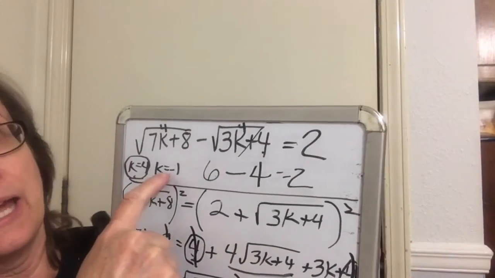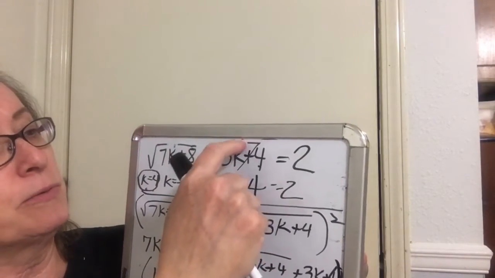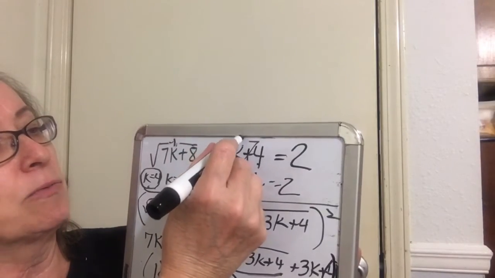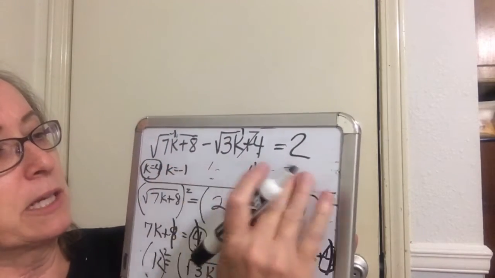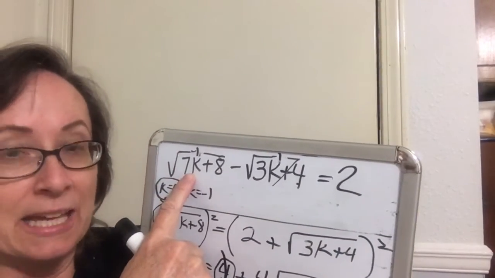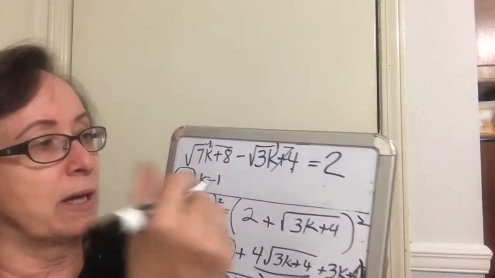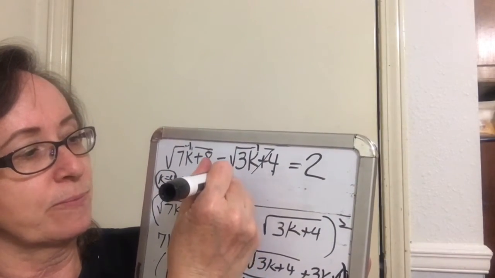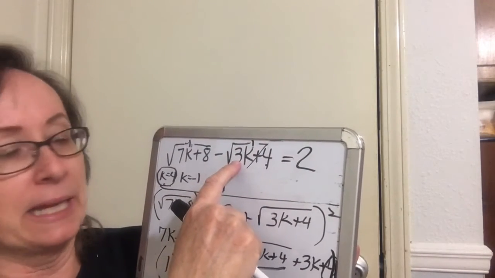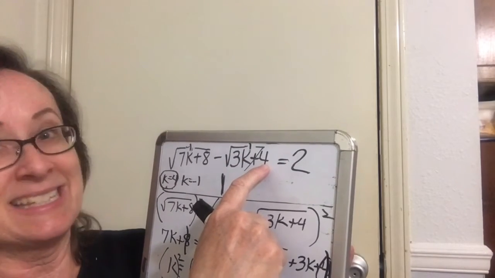So now let's check k is equal to -1. Instead of plugging in a 4, we're going to plug in a -1 for our k and a -1 for our k, and we're going to check that solution. 7 times -1 is -7, plus 8 is 1. So the square root of 1 is 1. Okay, so then I end up with 3.